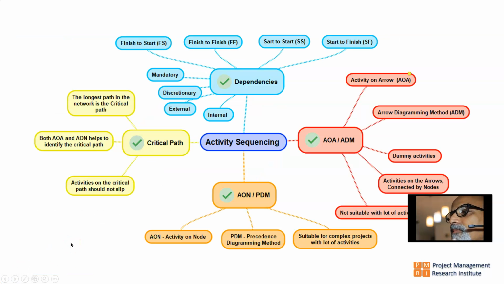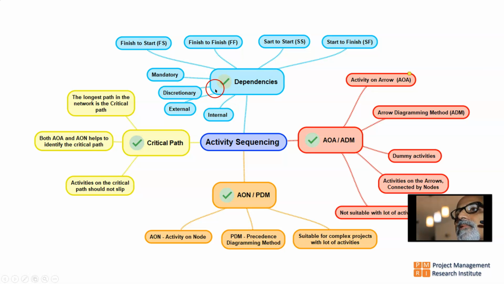Now let us summarize all the points we discussed using this mind map. We were talking about activity sequencing. Then we discussed dependencies. There are four types of dependencies: mandatory, discretionary, external, internal, and combinations are also possible: mandatory external, mandatory internal, discretionary external, discretionary internal. So these combinations are also possible.